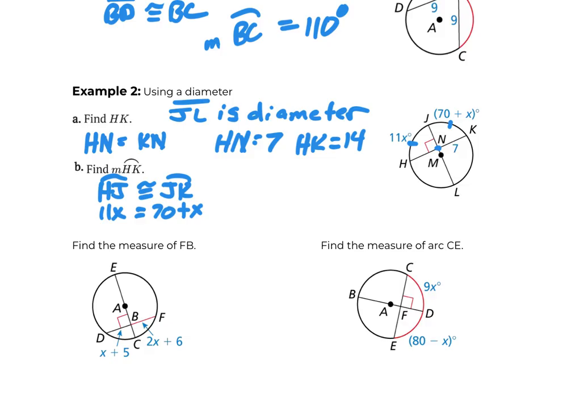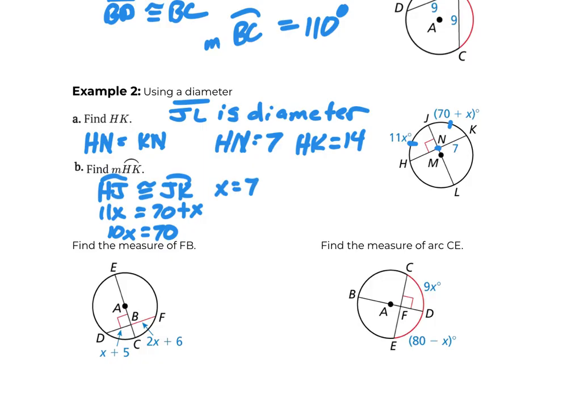So we have an equation that we've got to solve. And if we want to solve this, we've got to get our x's together. So we're going to subtract x from both sides. So we get 10x equals 70. And we would get x equals 7.